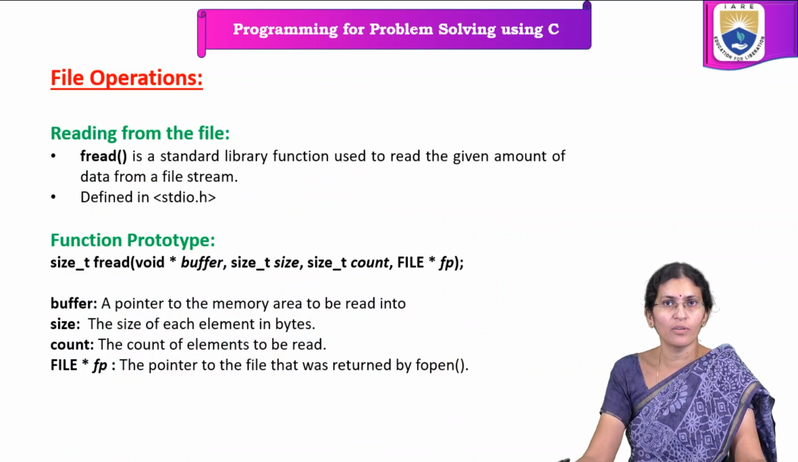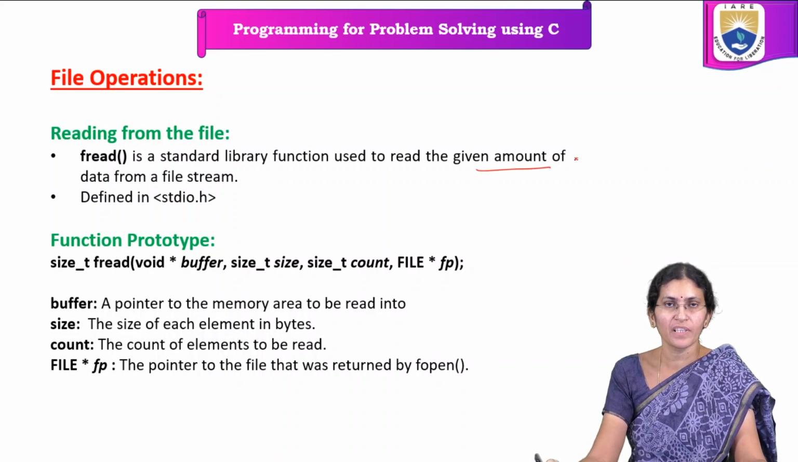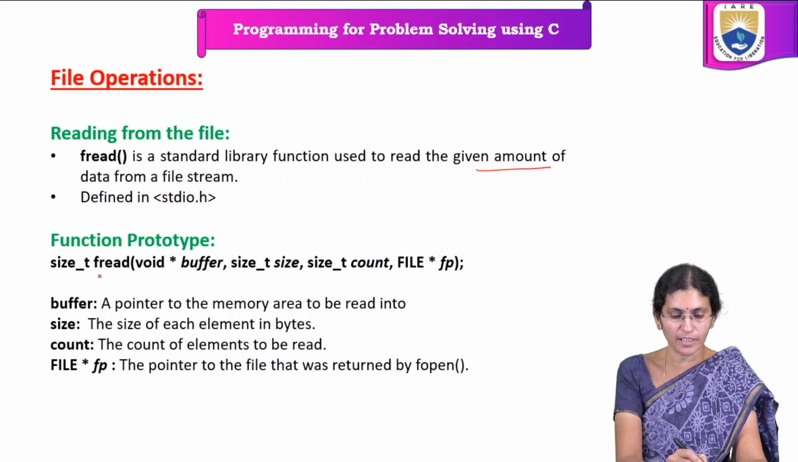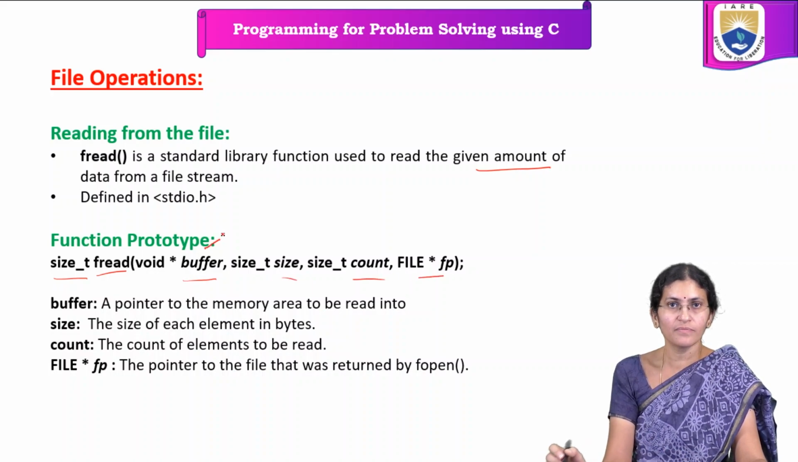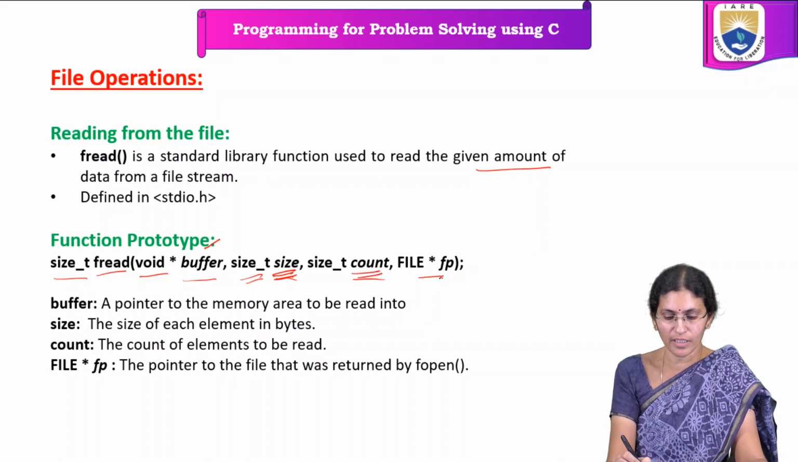The fread function is also a standard library function which is used to read the given amount of data from the file stream. It is also defined in the header file stdio.h. So this is the function prototype. The return type is an unsigned integer, and these are the parameters it takes. First one is a buffer, which is a void pointer. Next one is the size, which is an unsigned integer, and count, which is also an unsigned integer. The last argument is the file pointer fp.